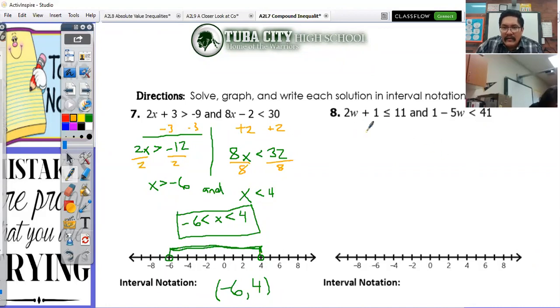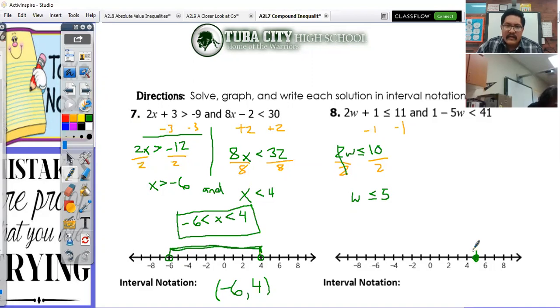All right, continuing, let's go ahead and subtract 1 from both sides. 2w is less than or equal to 10. So what number can I times by 2 to get it less than or equal to 10? Divide both sides by 2 because I just need to get that 2 off. And w is less than or equal to 5. So again, mark out your numbers less than 5.